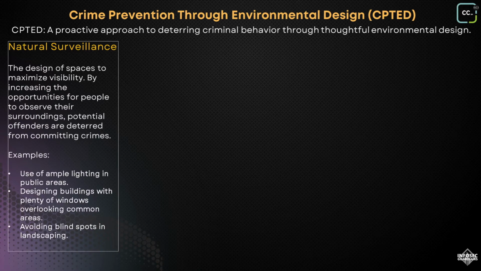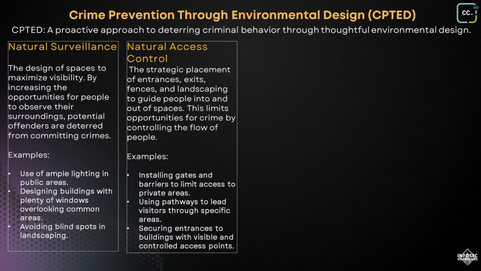Natural surveillance. The first principle is natural surveillance. This involves designing spaces to maximize visibility. When people can easily see what's happening around them, it creates a natural deterrent to criminal behavior. Examples include installing ample lighting, designing buildings with plenty of windows, and avoiding blind spots in landscaping. The more eyes on the street, the less likely someone is to commit a crime.